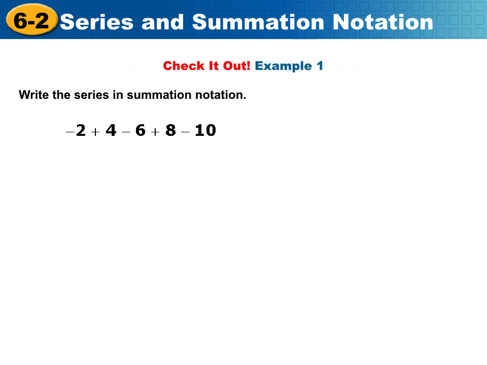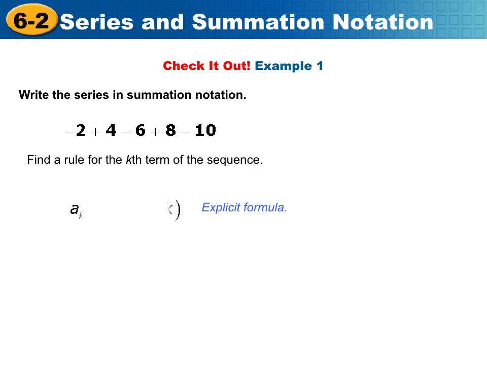Next question. So here I see negative 2, 4, negative 6, 8, and negative 10. When I look at the sum, I see even numbers, but some of them have a negative in front. So I can say that my explicit formula is 2k, but there's something in front that represents that some of the terms are negative. So in front of 2k I have negative 1 raised to the power k.